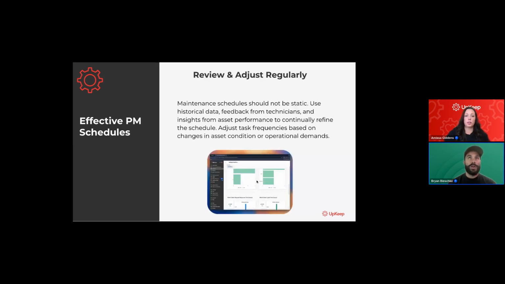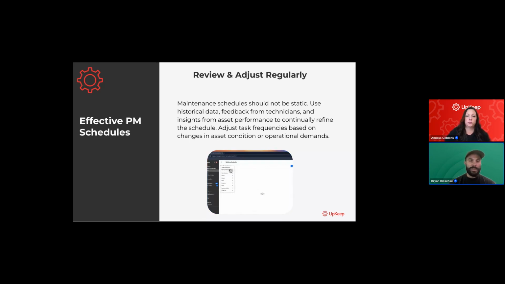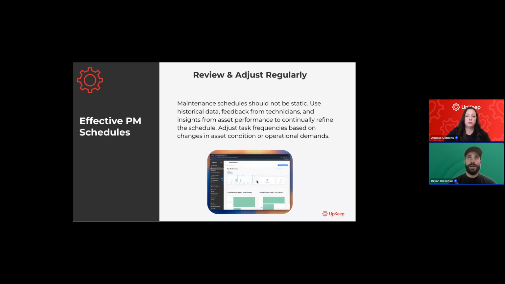Okay, review and adjust regularly. We talked about that. It's so important to use all this data as a feedback loop. You got to know when to adjust the schedules based on failures. You got to know when to adjust the schedules based on resources. You got to know when to adjust the schedule based on how often you're doing maintenance. Are you getting effective uptime from the work that you're doing, right? So constantly review and adjust.